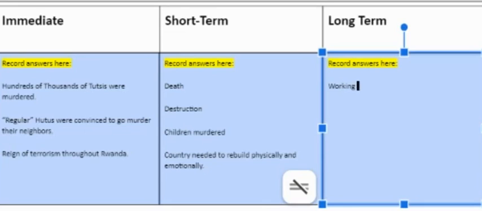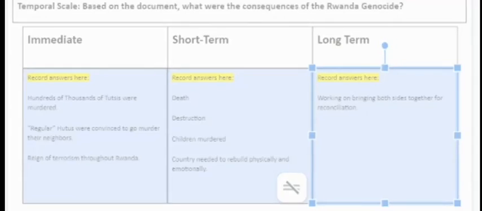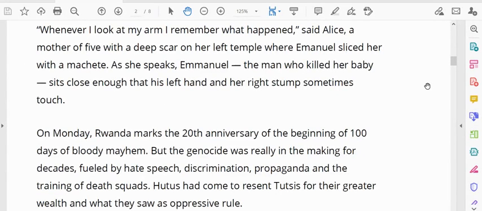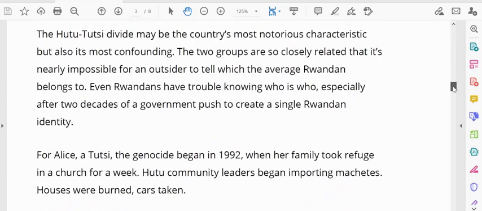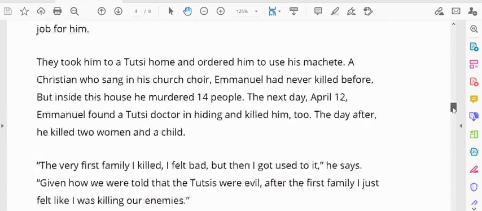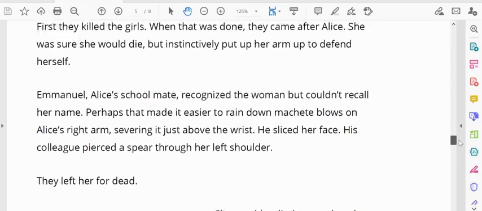They're working on bringing both sides together for, what was that vocabulary word? Reconciliation. I'm going to go back to the article just to make sure that I know what I'm talking about here for long term. It says genocide was really the making of decades fueled by, this is cause, hate speech. That's all going for context. But going back here, it's really complicating this divide, meaning that some people can't even tell the difference.